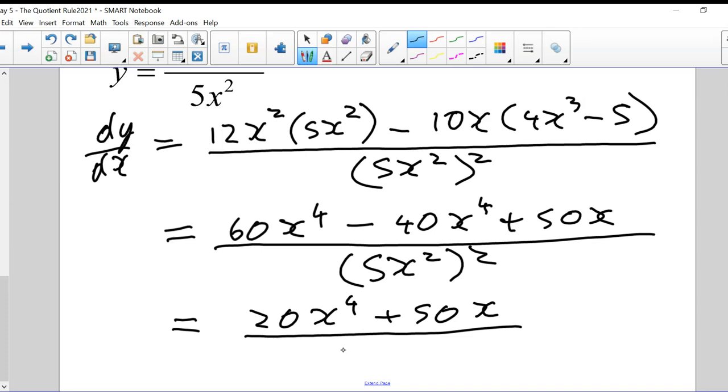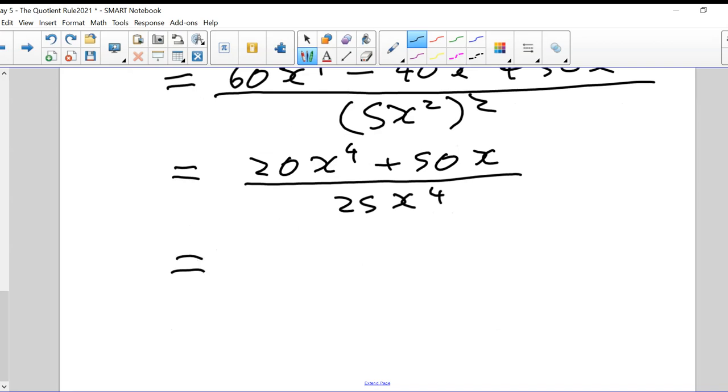I'm going to multiply this out to give me 25x4. Now, can this be simplified some more? Is there any way that we could make this a little bit simpler? Any suggestions as to how this could be simplified some more? What do you think, folks? Any way that this might be made a little bit simpler? 20x4 plus 50x over 25x to the power of 4. There must be something we can do to make this a little bit simpler.